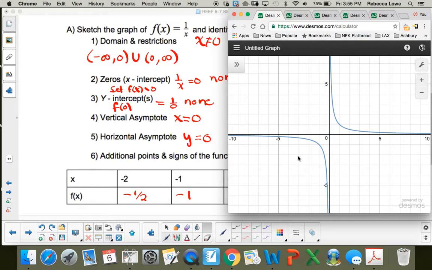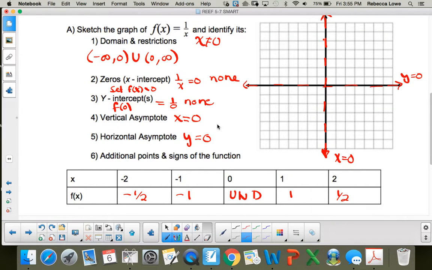Notice here that on this side, the function is below the x-axis. That means it's negative. And the function here is above the x-axis. That means all the outputs are positive. All the outputs here are negative. All the outputs are positive. And that's what you do when you do the sign chart.